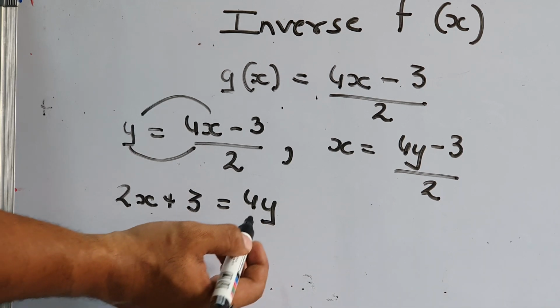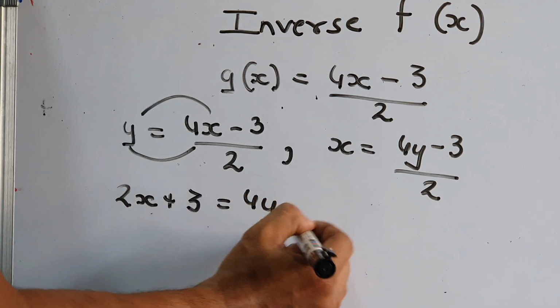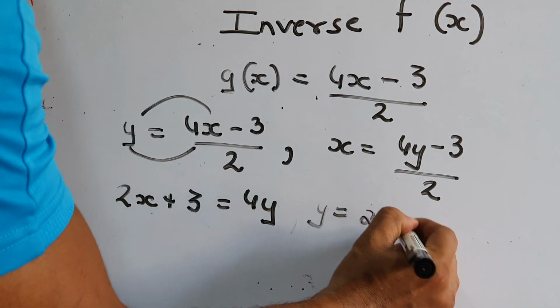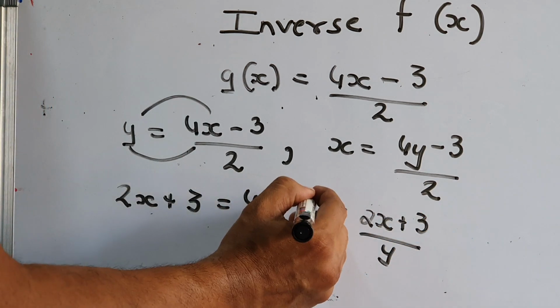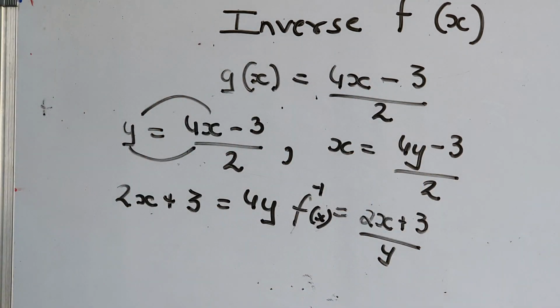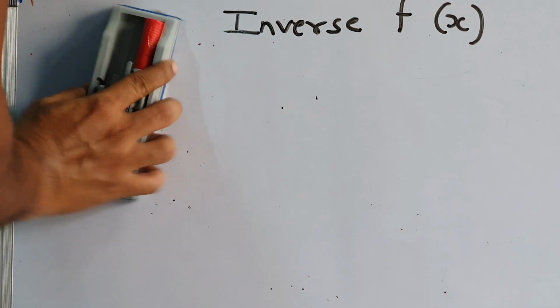I want to make y the subject, still 4 is there. I take 4 this side. 4 was multiplied, it comes here. So I get y is equal to 2x plus 3 upon 4. And instead of y, I will write f inverse x. And this is my inverse answer. So if you look carefully, you'll come to know how I got this answer. One more example will make this logic more clear.